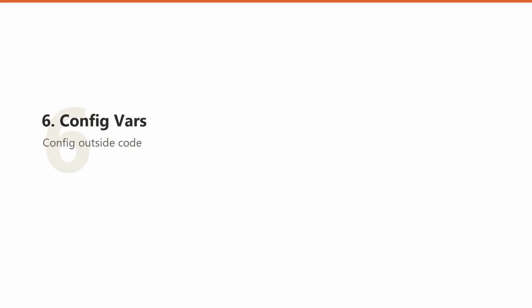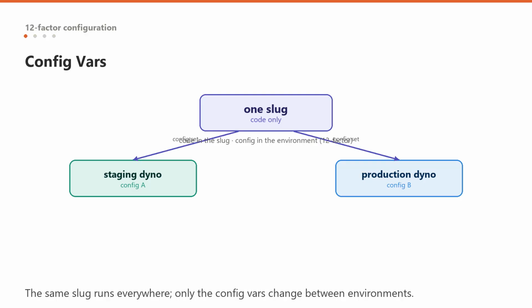Concept 6. Config Vars. You should never hard-code things like database URLs, API keys, or environment settings into your source code. Heroku handles this with config vars, which are simply environment variables attached to your app.